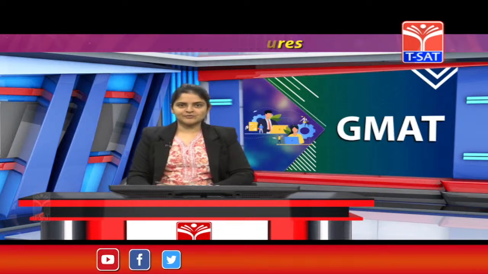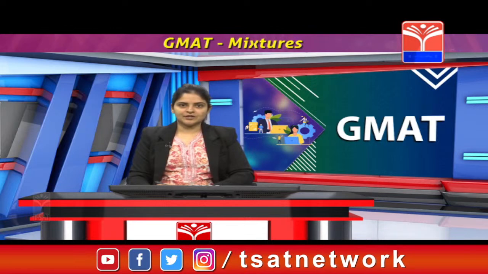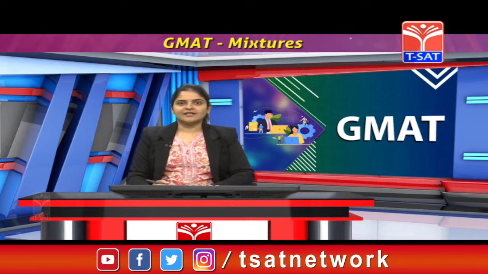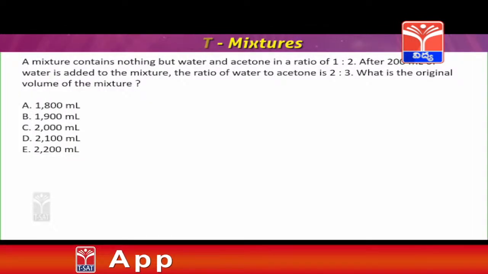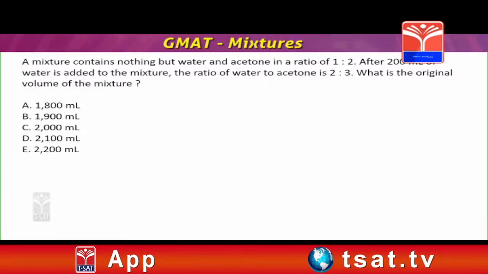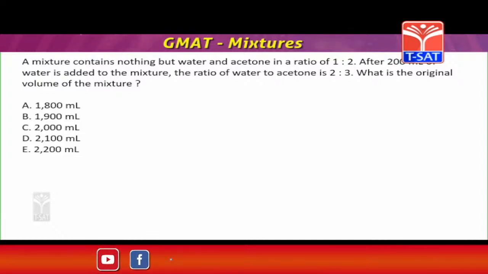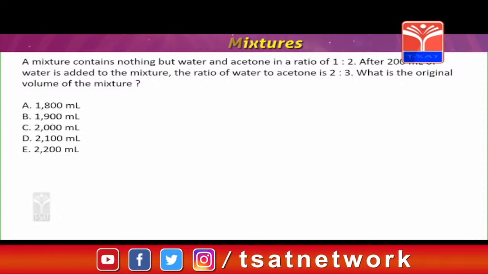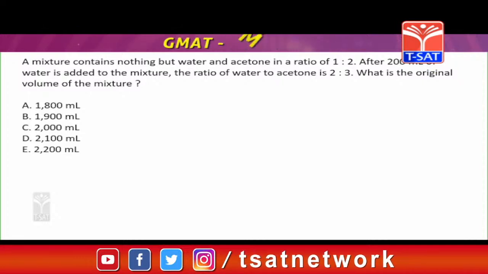The quantitative reasoning section has two types of problems, problem solving and data sufficiency. We will be looking at some problem solving problems for today's topic. Let's begin. The first question says a mixture contains nothing but water and acetone in the ratio of 1:2. After 200 ml of water is added to the mixture, the ratio of water to acetone is 2:3. What is the original volume of the mixture?